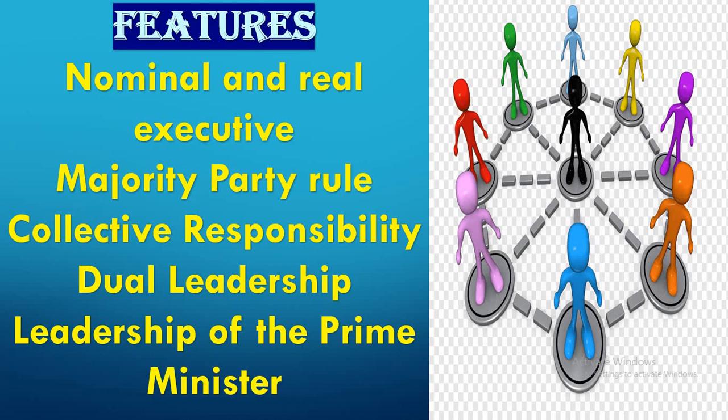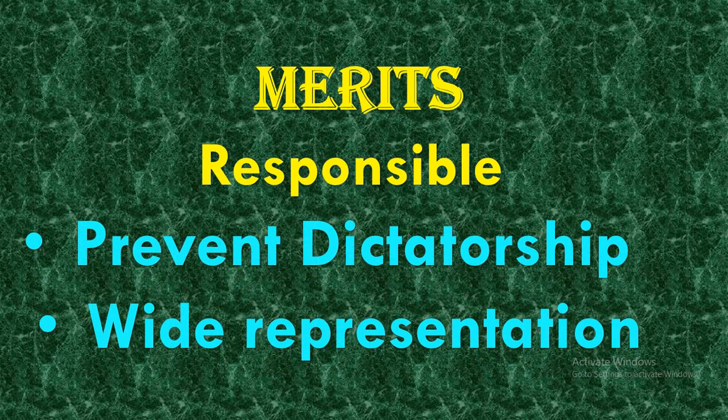The features of the parliamentary form of government: the nominal and real executive will be given in the hands of the head of the government, and it will be a majority party rule with collective responsibility, with a dual leadership in which the members also have a part, and the main leader will be the Prime Minister. The merits of the parliamentary form of government: it's with harmony between legislature and executive. It's a responsible government which prevents dictatorship, with wide representation.